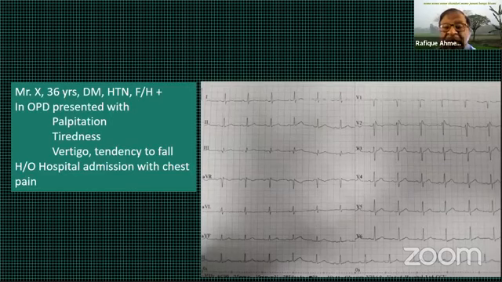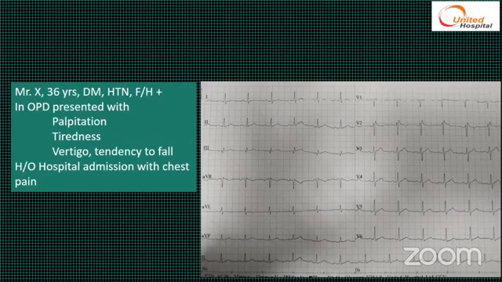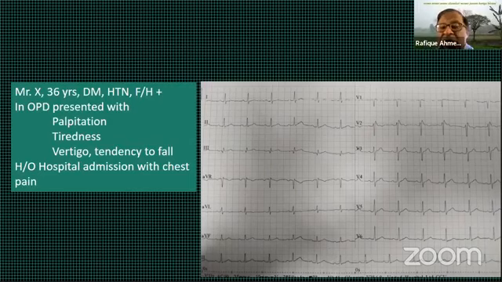If this is right bundle, I would have seen a similar pattern in lead 1. In lead 1, actually, the QRS duration is normal, and there is no terminal S wave. Same in lead V6, the QRS duration. That means what I am seeing in lead V2, that second R wave, is not an R wave, actually.